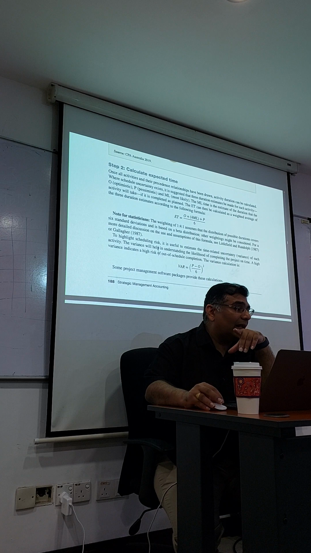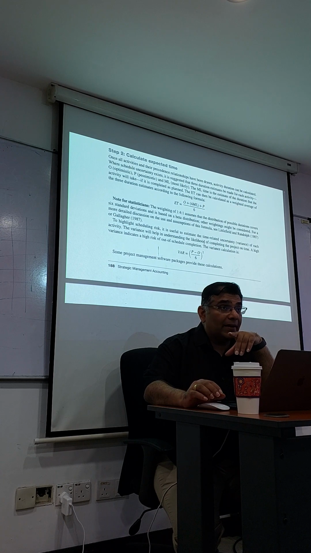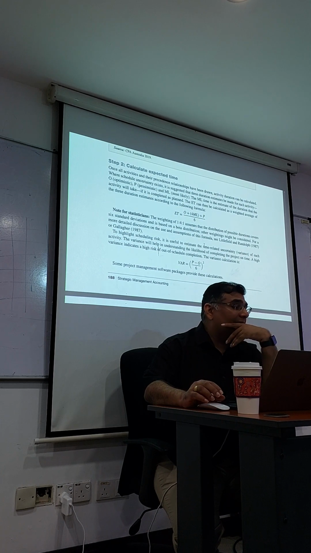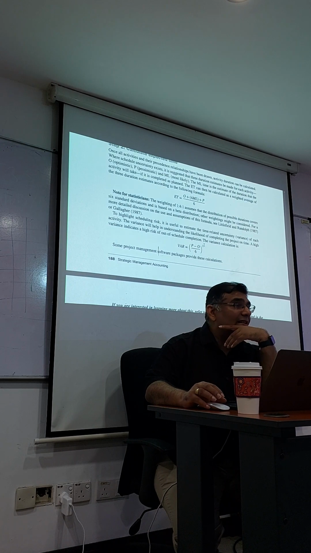And you can also calculate the variance. Variance is going to be your pessimistic minus your optimistic. That means the longest minus the shortest time. Okay? Divide by 6, square root. Are we okay with this part? The higher the variance, the more the risk. The higher the variance, the more the risk for that activity. Are you clear now?